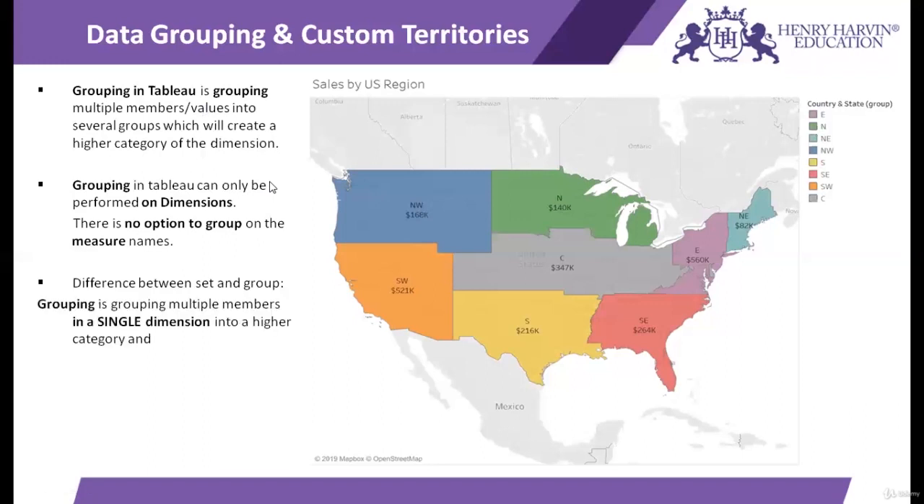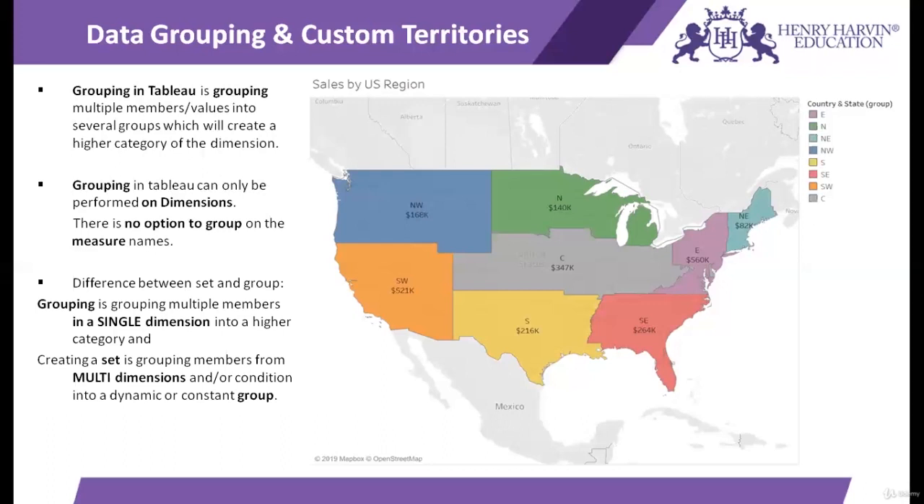Now, the basic difference between sets and groups: in a group, we group together multiple members of the same single dimension, whereas in a set, we group together members from different dimensions. So in a group, you can group members of only one dimension, but in a set, you can group members from more than one dimension. You can have a group of dimensions, and from that you can fetch a set of values. So sets are just a complex, or dynamic, form of groups. Without much ado, let's directly move to our Tableau workbook.